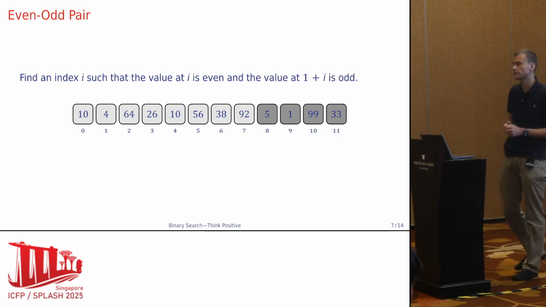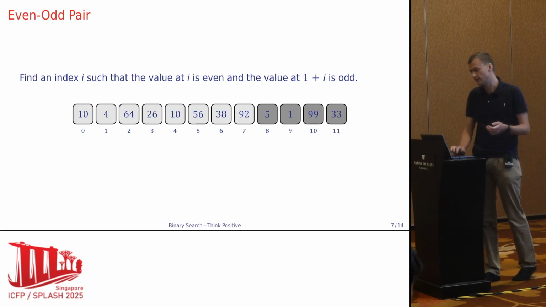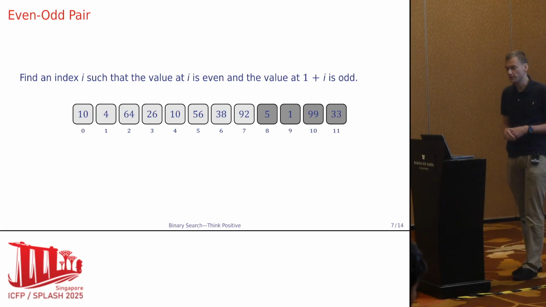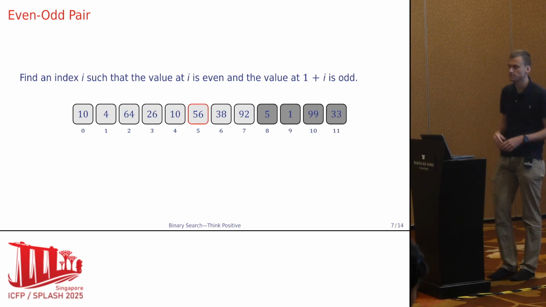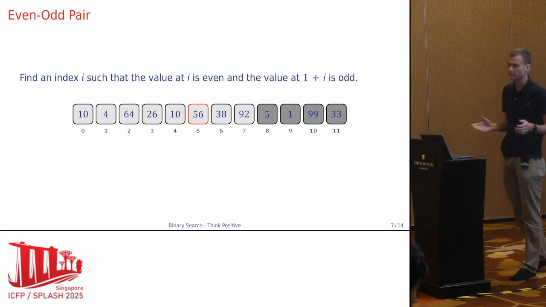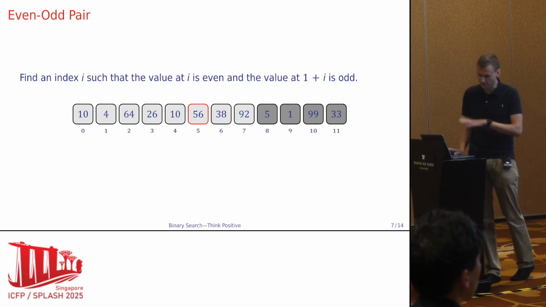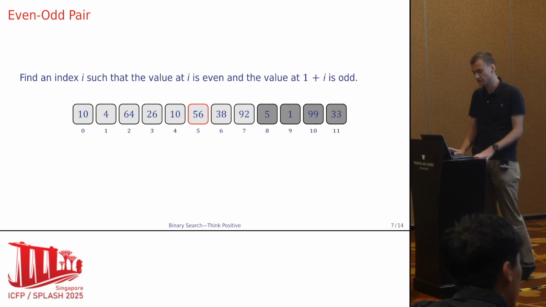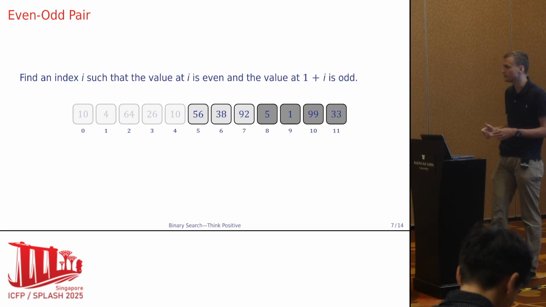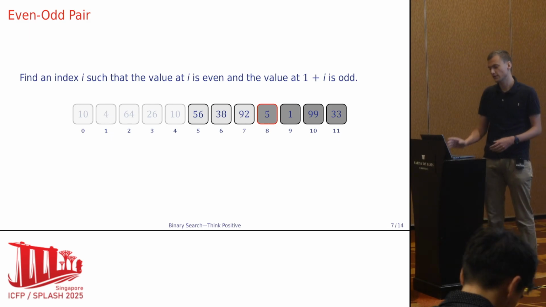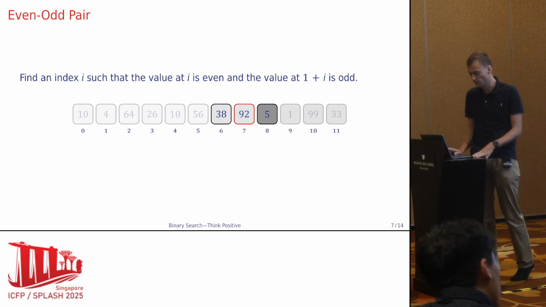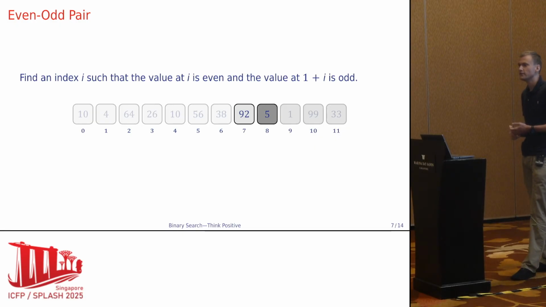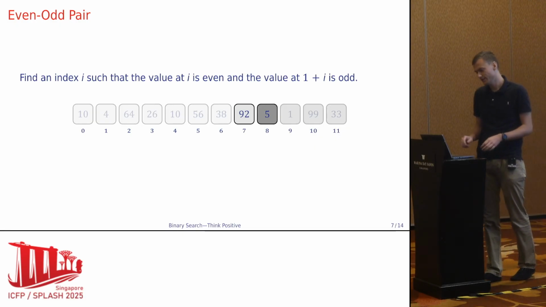So we have a predicate that's monotone. In this case, the predicate is odd. It's a bit different in this case, since we are looking for a pair, but this shouldn't bother us. So let's perform binary search. We look at the middle value, and it's even, so we remove the first half from consideration. So now we look again at the middle value, and it's odd, so we remove the second half from consideration, and so on. And in the end, we find the even odd pair.